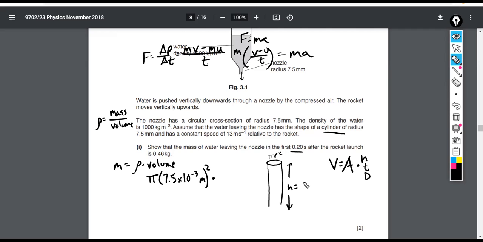So height is like a vertical displacement. So there is a vertical component of velocity. The velocity is 13 meters per second, and we're allowing that to travel for 0.2 seconds. So that's kind of tricky, right? Because they give you the speed, they say, in the first 0.2 seconds, show that the mass of water leaving the nozzle, well, it's leaving at a speed of 13 meters per second, but it only goes for 0.2 of a second, right? So how many total meters is that? What's 13 times 0.2? 2.6 meters.